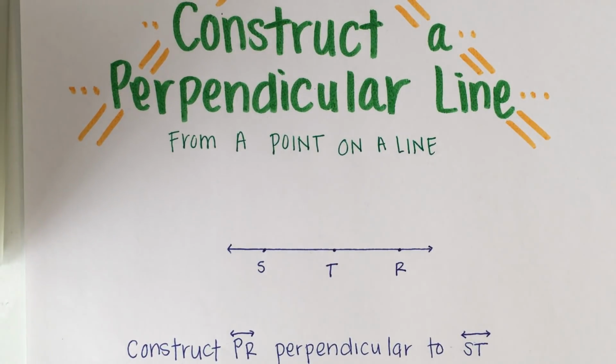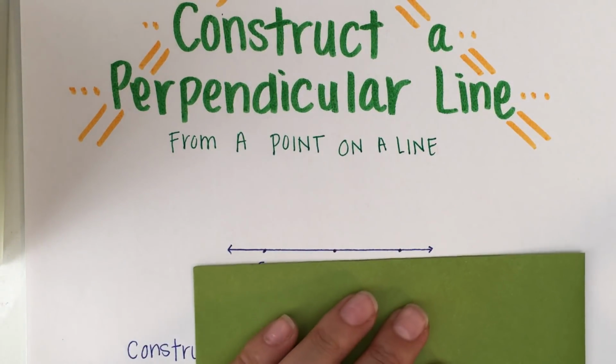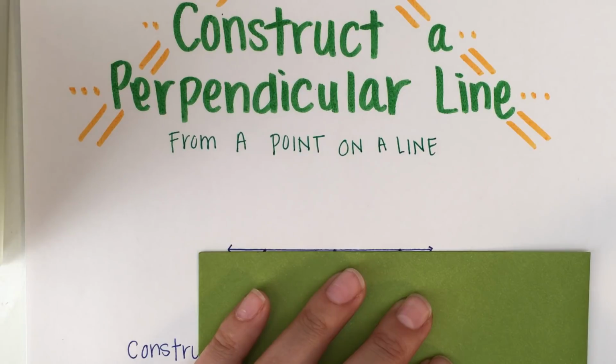In the previous construction, we learned how to create a perpendicular bisector. So the perpendicular bisector creates a perpendicular line. So what we want to do in this construction is create a setting where we do the perpendicular bisector construction. Therefore, we want to make R the midpoint.